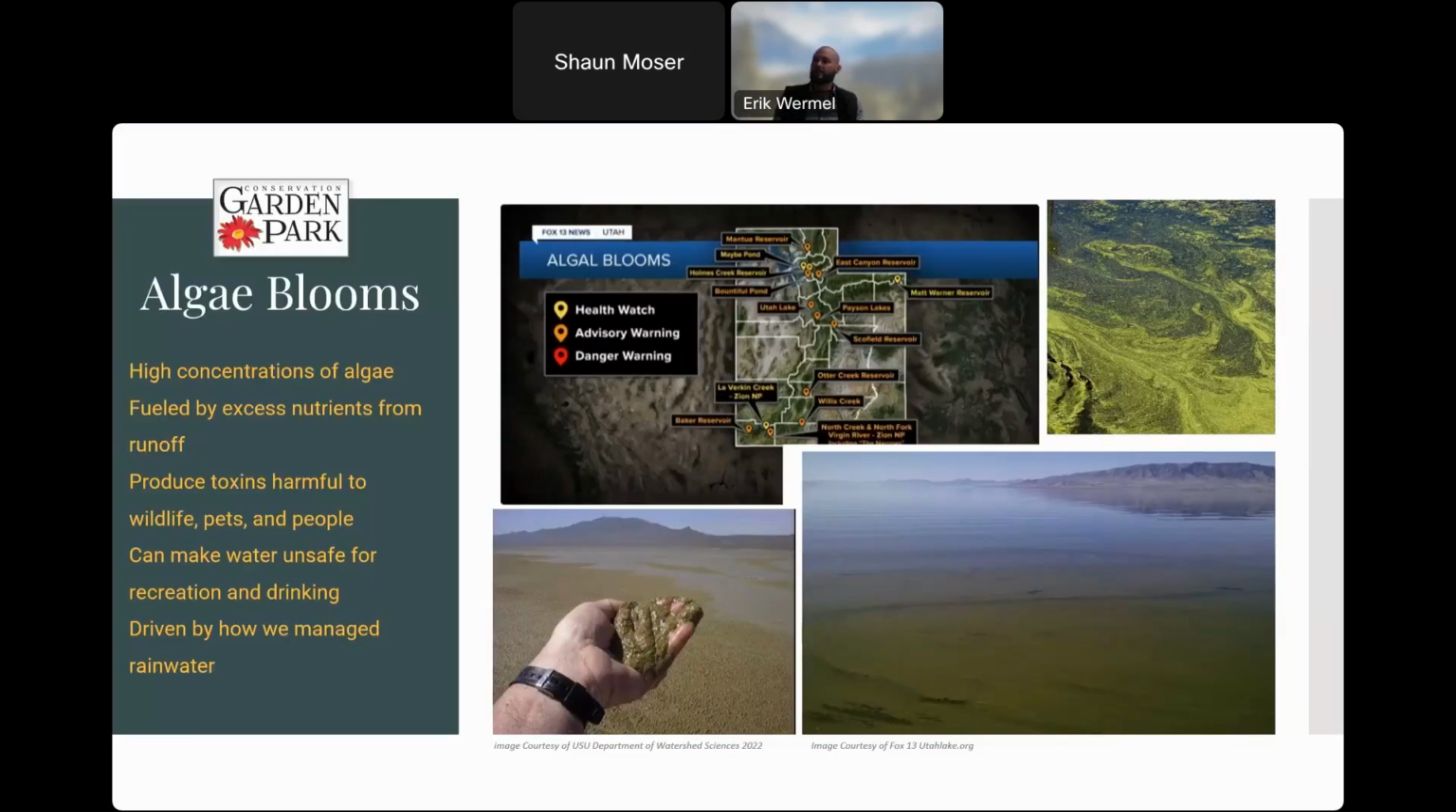So algae blooms. This is probably the most visible sign of stormwater pollution that we see here. All of these photos were taken right here in Utah, at Utah Lake and the Great Salt Lake.